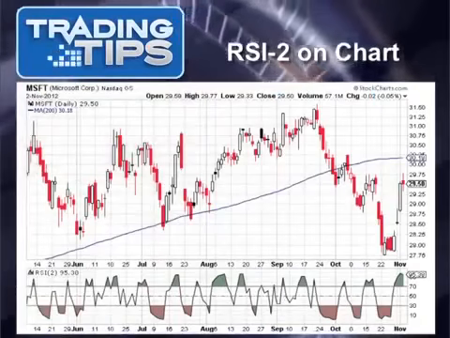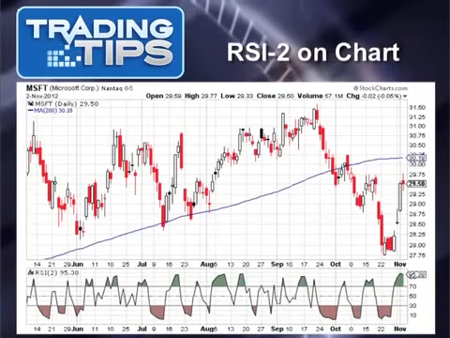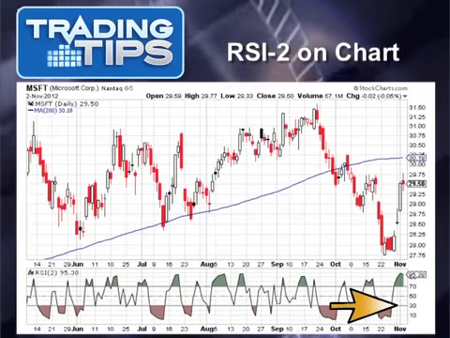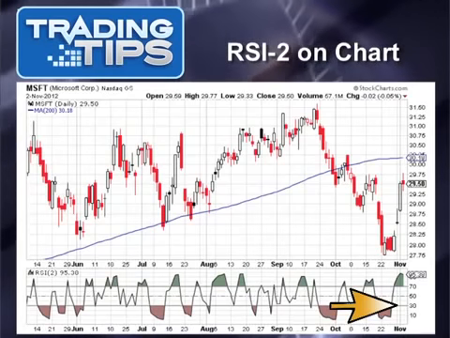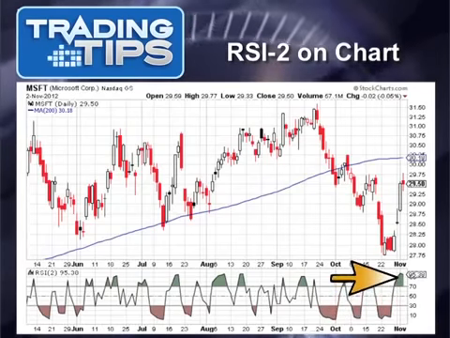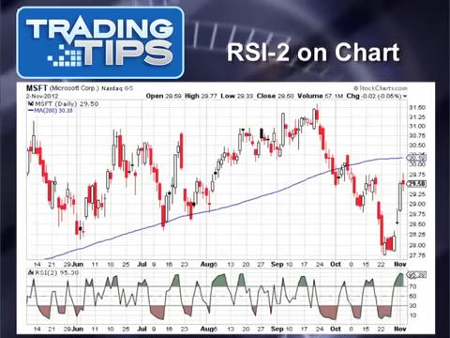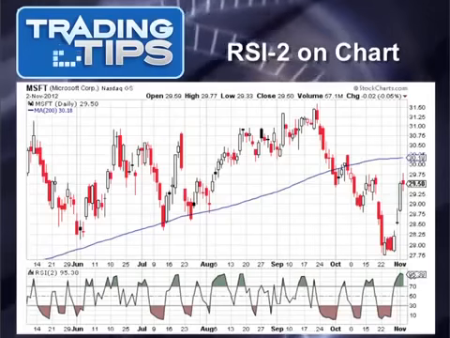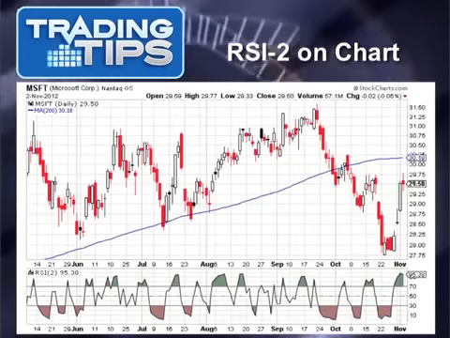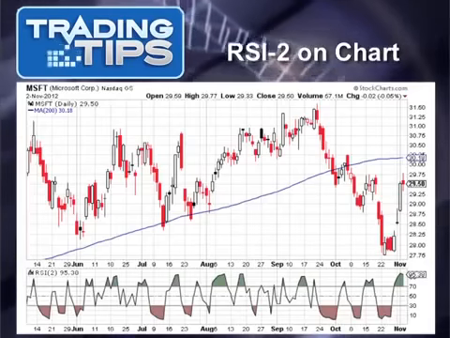Now we've added RSI-2 below the chart. The key levels to look for normally are 70 and 30. That's with a regular RSI. However, according to Larry Connors' research, the important numbers to look at for RSI-2 are above 90 and below 10. In fact, Connors has found that the higher above 90, the better, and vice versa. The lower below 10, the better, for using RSI-2 in a long or short strategy.